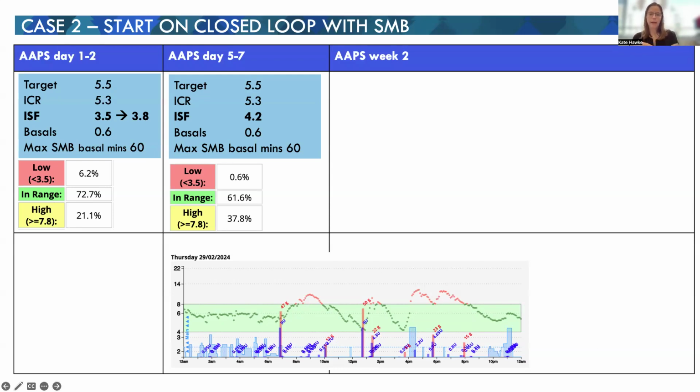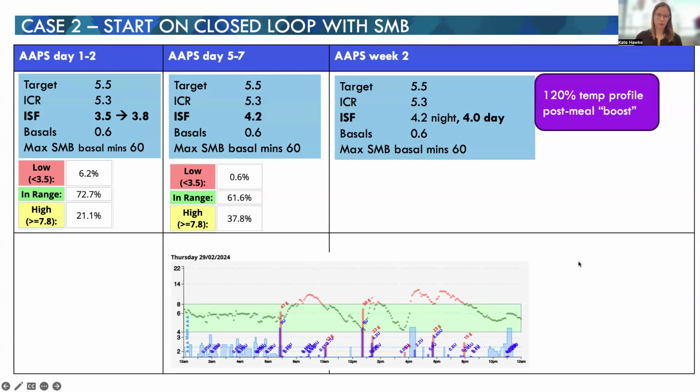So at this point, in addition to doing carb ratio strengthening, tweaking ISF, optimizing everything with all your normal mealtime considerations, pre-bolusing, etc., we have this option for a post-meal boost, like we talked about with Loop. And so what we did here is kept the ISF at 4.2 overnight, but went to 4.0 during the day just to try to get a middle ground. And then added this 120% temp profile as a post-meal boost to see, can we encourage the system to run more appropriate insulin in the background after we've had a meal bolus.